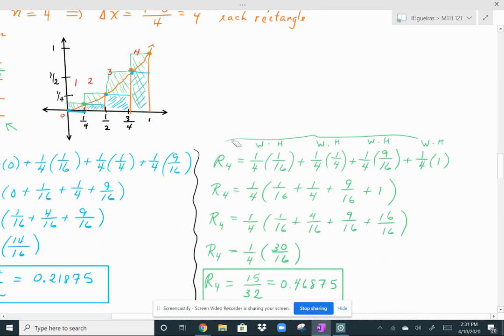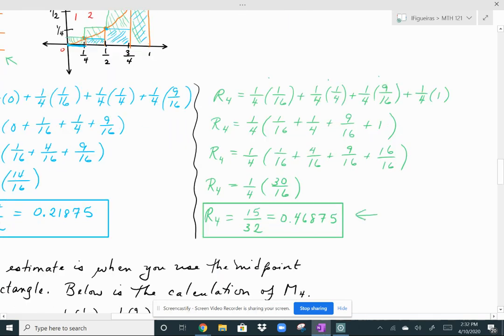In the next line, I factored out 1/4, just like I did in the left-hand calculations. And so I have 1/4 times 1/16 plus 1/4 plus 9/16 plus 1. And then I got a common denominator right here. LCD is 16. And when you compute that, you have 1/4 times 30/16. Simplify, and you get 15 over 32, which is 0.46875. This is an overestimate of the actual area.